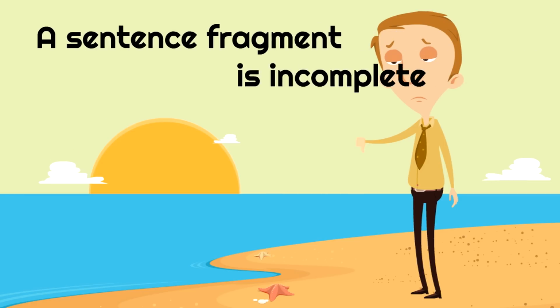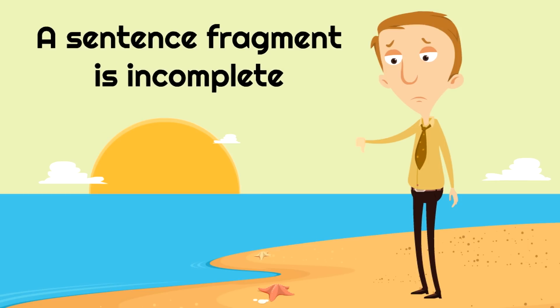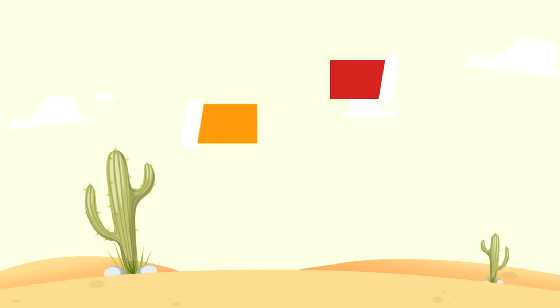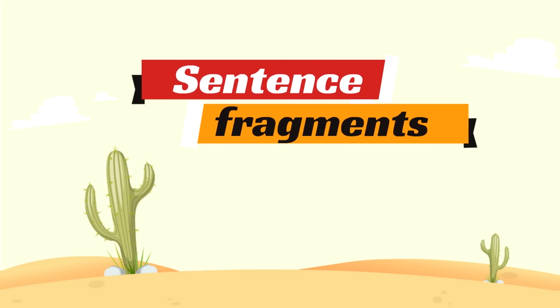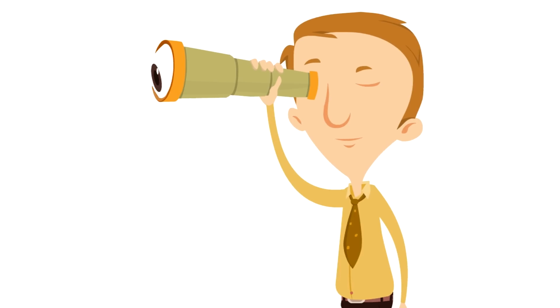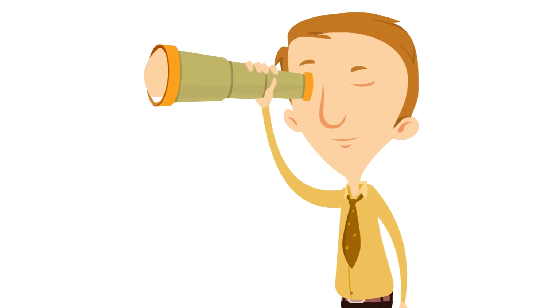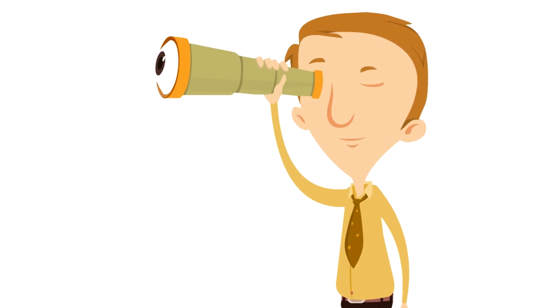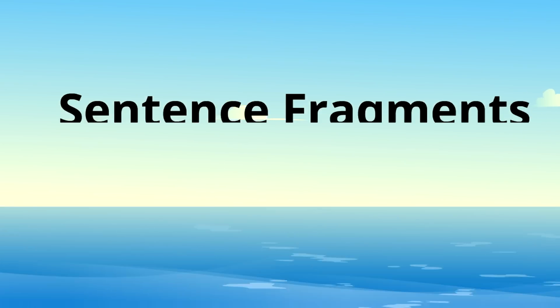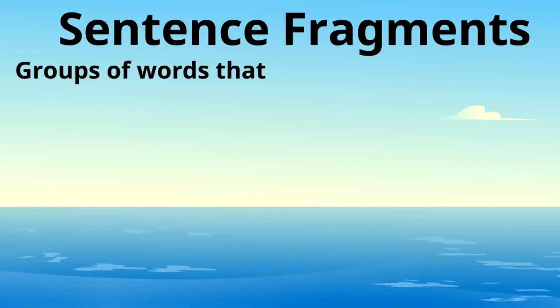A sentence fragment is incomplete. It's missing something. We're going to show you some sentence fragments so you can see that they're incomplete. They're missing either a subject or a verb. Alright, I'm ready to look at them. Sentence fragments are groups of words that are missing something.